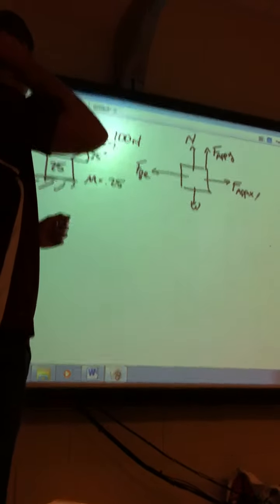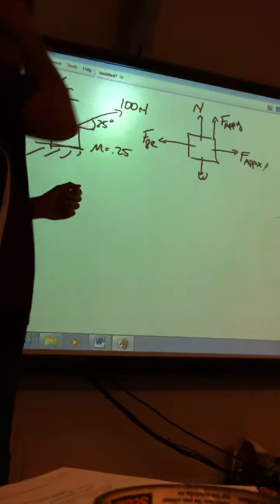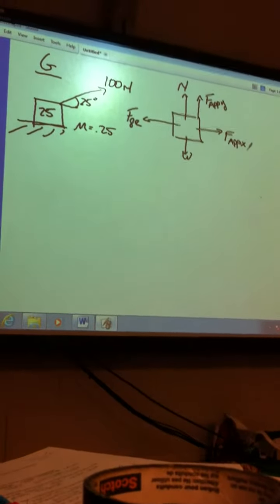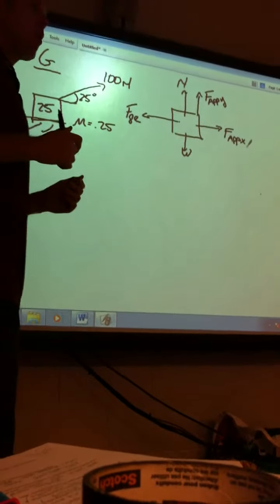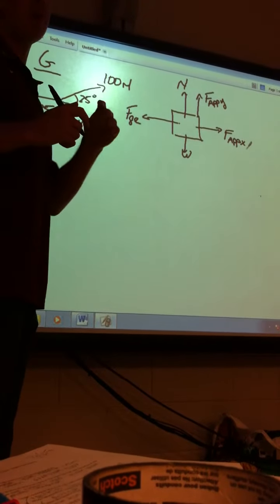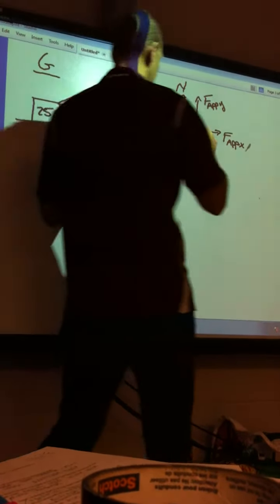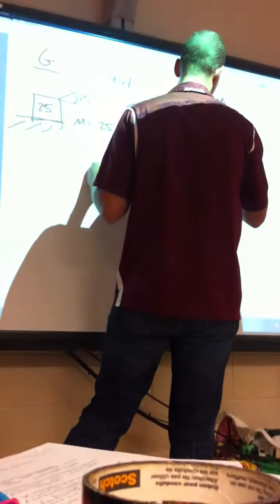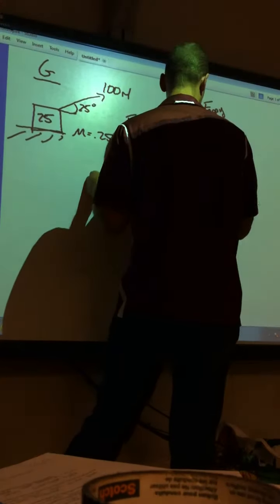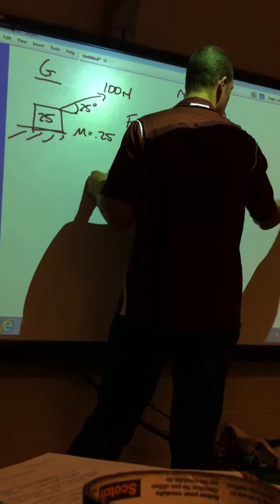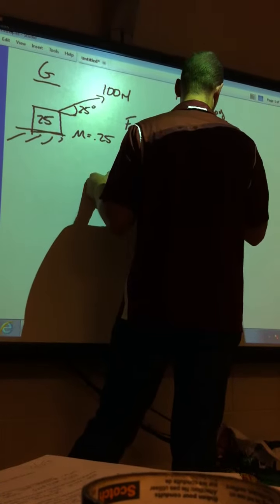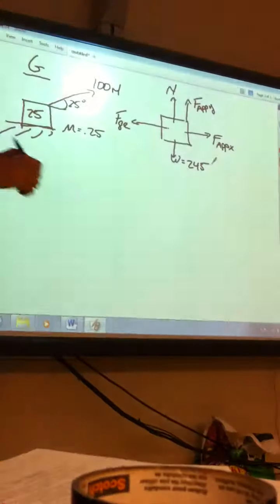Now let's get some numbers on these things, okay? So, what's our weight? Weight is equal to m times g, correct? So, 25 times 9.8 equals what? 245. 245, thank you. Sorry, Caroline, I just couldn't hear.